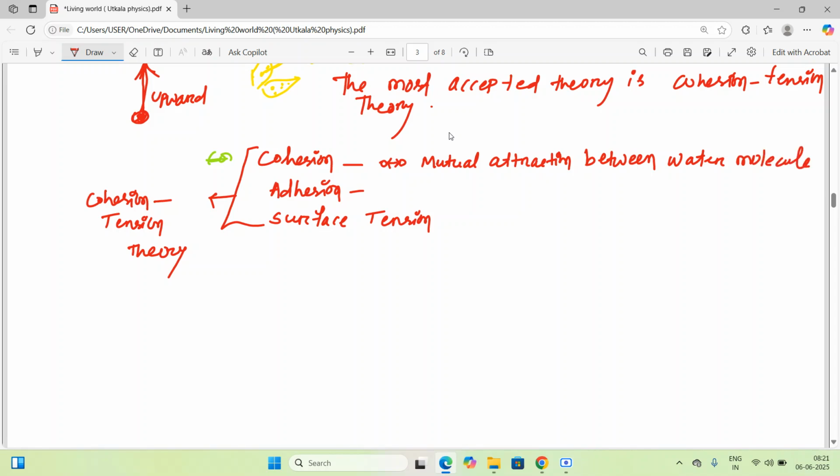Got it. Then adhesion is the attraction of molecules to the hydrophilic walls of the tracheary element. Okay, attraction of molecules, not water molecules. Whatever the molecule is, that will be attracted to the walls of the tracheary element. Attraction of molecules to the hydrophilic. To the hydrophilic means what? Hydro means water. Philic means loving. Okay, water loving walls.